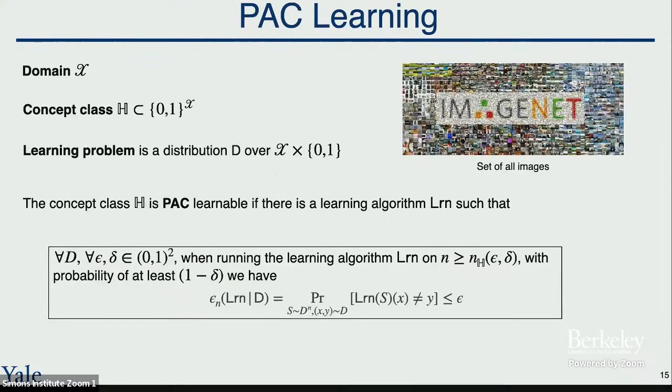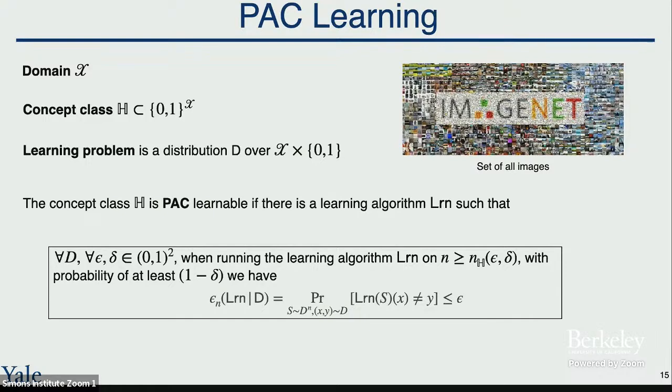Okay. So when I say when learning is possible, I have to tell you what I mean by learning. Here we're going to look at a very classical setting, which is called PAC learning. I have a domain X, which is the set of images. I have a concept class H. Learning involves an unknown distribution D over the pair of the domain and the labels.